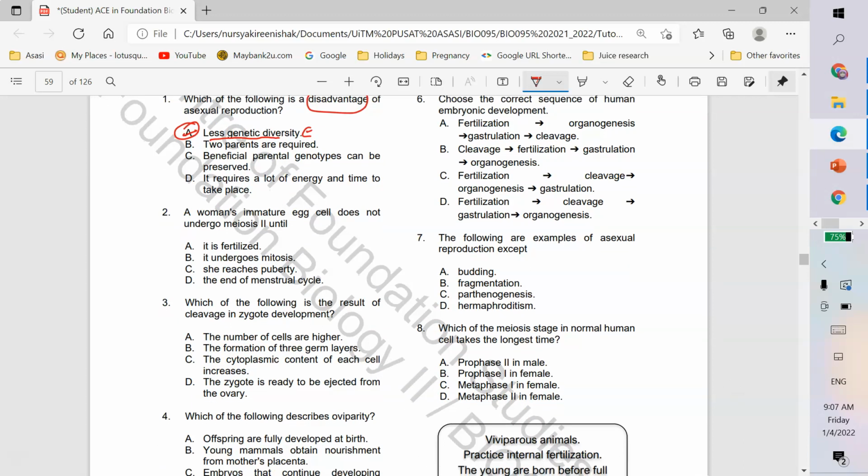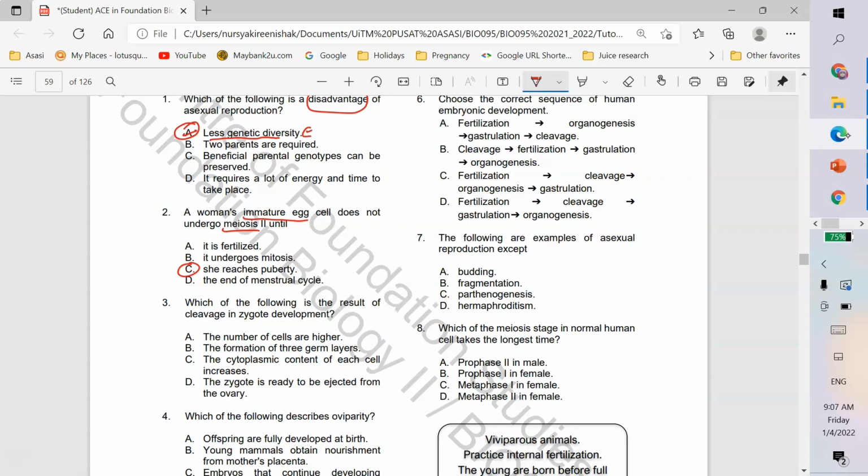Okay, number 2, Razin. A woman's immature egg cell does not undergo meiosis II until C, she reaches puberty. Because at puberty, FSH will be released and stimulate a follicle until the follicle matures. When the follicle matures, baru dia sambung untuk meiosis 2.